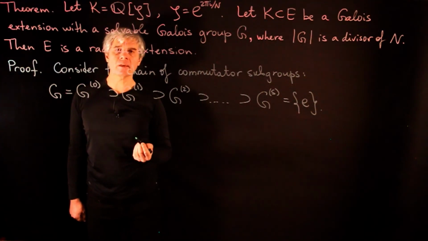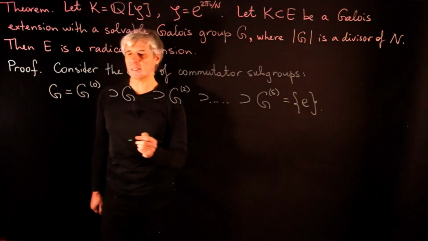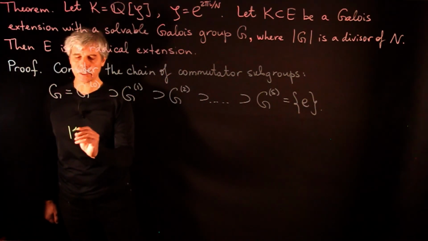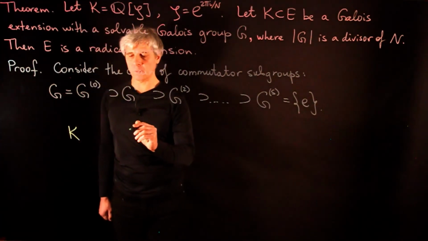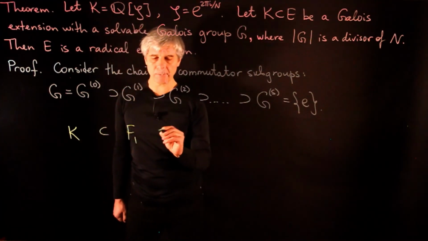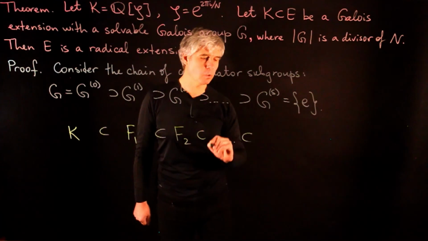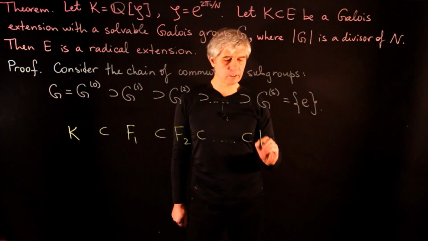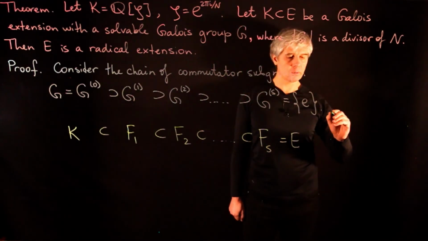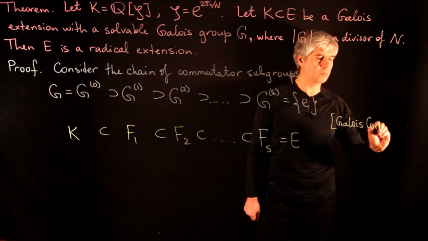Let us apply the Galois correspondence. We know that to each subgroup we can associate a subfield. So to the largest group we associate the smallest subfield, K. Then we'll have a subfield that we'll call F1, then subfield F2, and so on. When we go to the smallest group, we will get the largest subfield Fs, which is our E. So this is done by Galois correspondence.